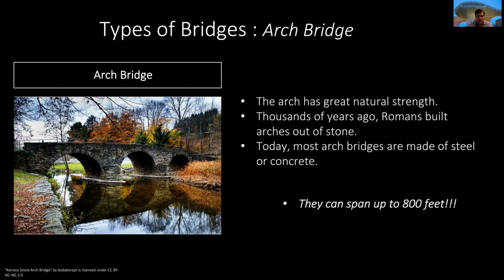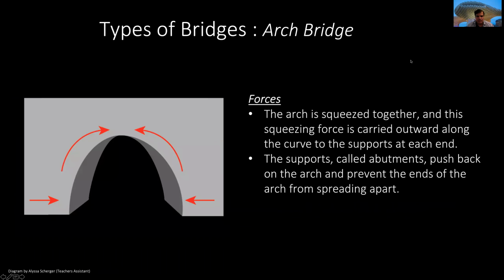Arc bridges, for example, are not that efficient. You need much more material to do it. But it has a great natural strength and is easy to build. And thousands of years ago, people like the Romans built arches out of stone. Most arches now are made out of steel or concrete. They can span up to 800 feet.